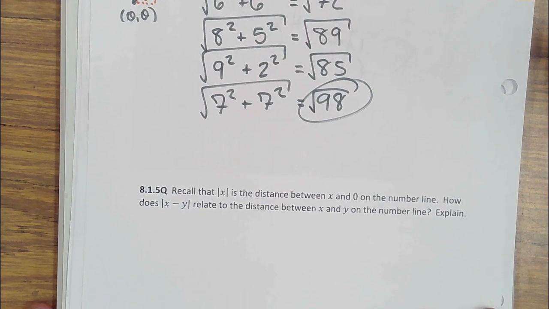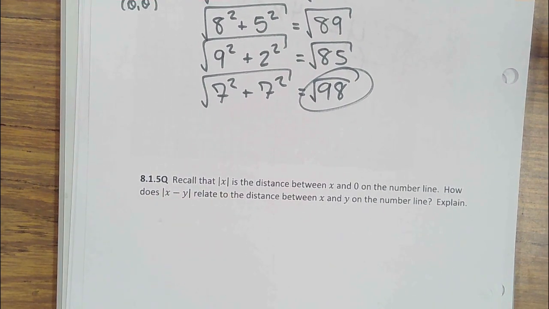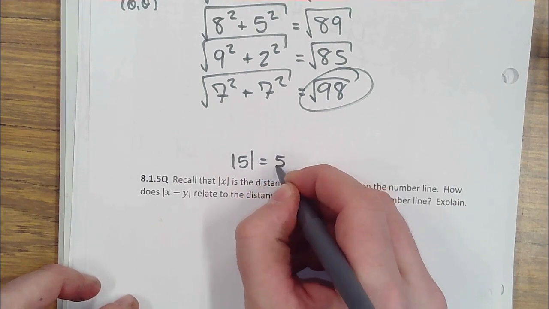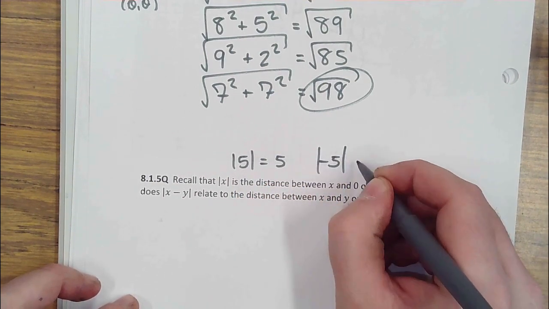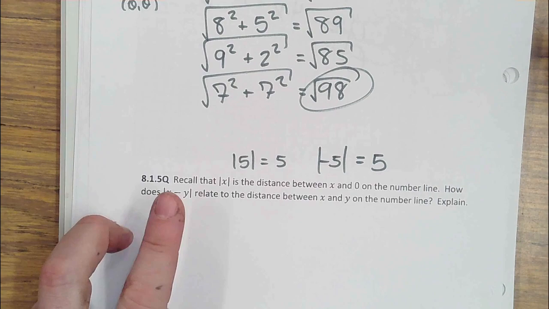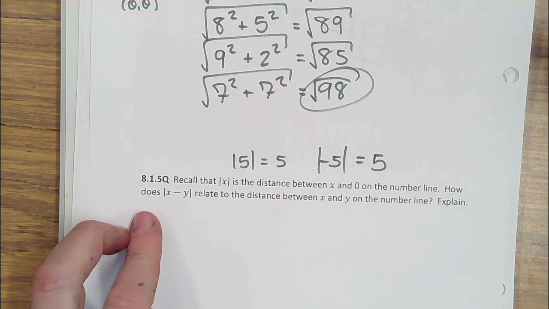Recall that the absolute value of x is the distance between x and 0 on the number line. And the reason for that is that absolute value just tells you how far something is away. 5 is 5 away, which is why the absolute value of 5 is 5. And negative 5 is also 5 away, which is why the absolute value of negative 5 is 5. So the question is, why is this the distance between x and y?